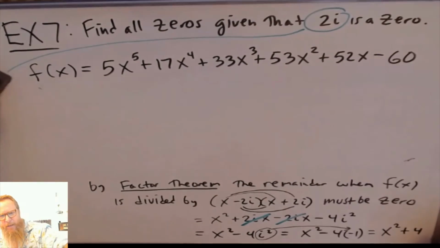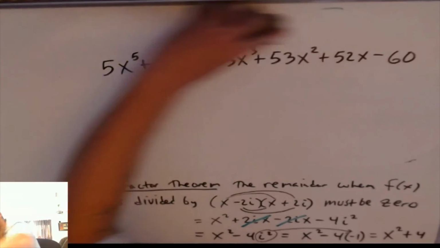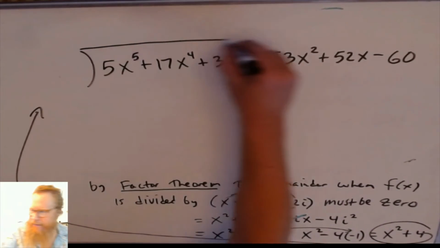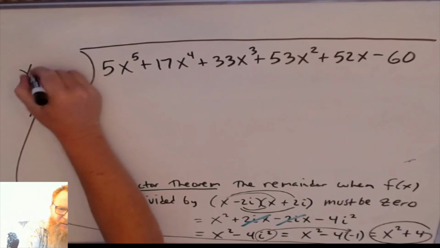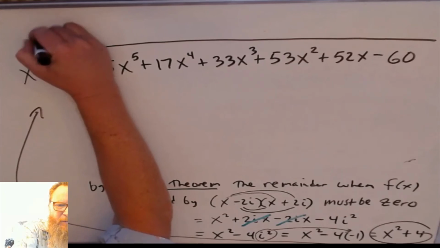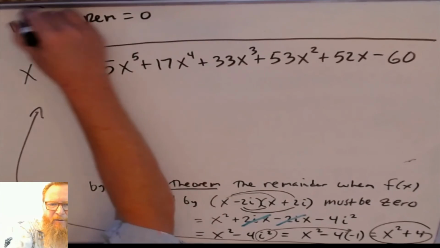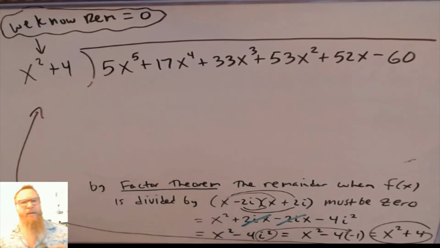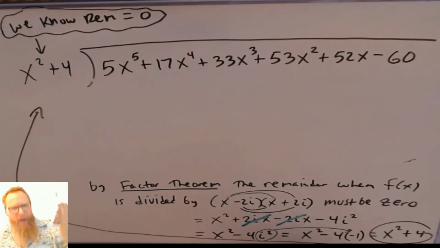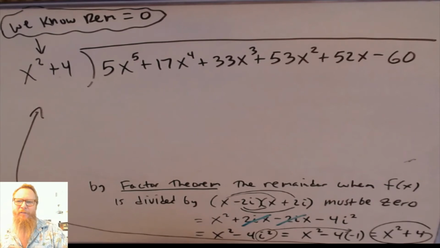Now, how does that help us? Well, that means that if we divide by x squared plus 4, we know the remainder will be equal to 0. So I'm not guessing, I'm not hoping, I am 100% confident, as long as I don't make a mistake, that this will come out to have a remainder of 0.